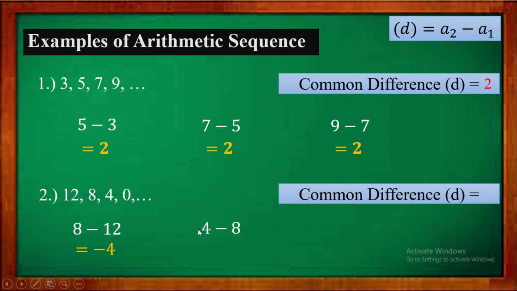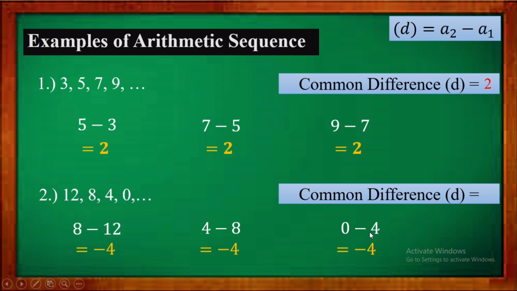4 as our third term minus our second term, which is 8. So 8 minus 4 again is 4, and 8 is higher than 4 and its sign is negative. That is why our difference is negative 4. Next consecutive terms, we have 0 and 4. 0 as our fourth term and 4 as our third term. So 0 minus 4 is just negative 4.